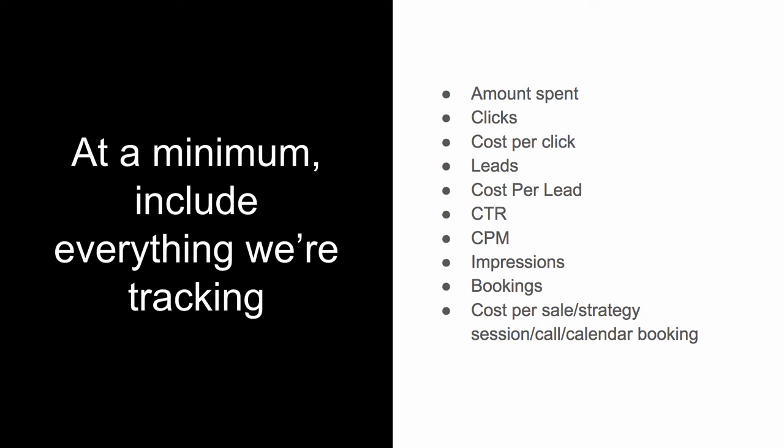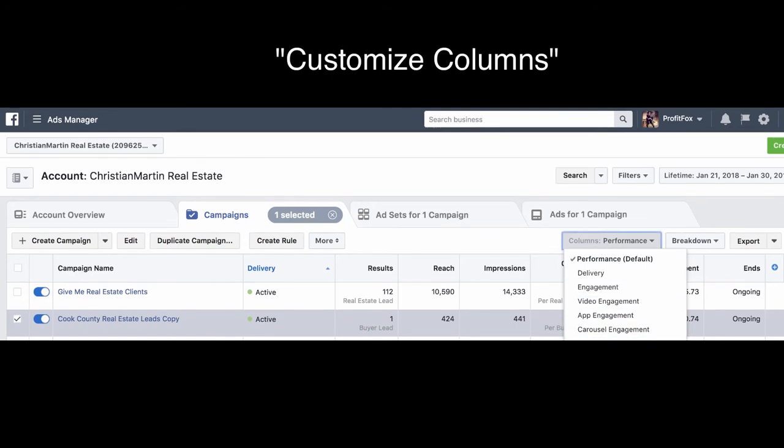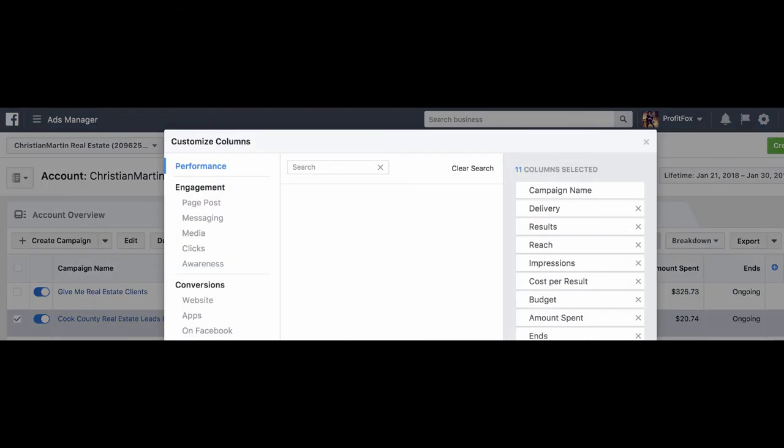And I show you how to do that in another video. Here we are inside one of my ad accounts, and I'm going to show you how to set up your dashboard. So when you log in, you might not see everything you want across the top. We're just going to go over to columns and scroll down to customize columns. Select customize columns. And from here, we can add whatever we want.